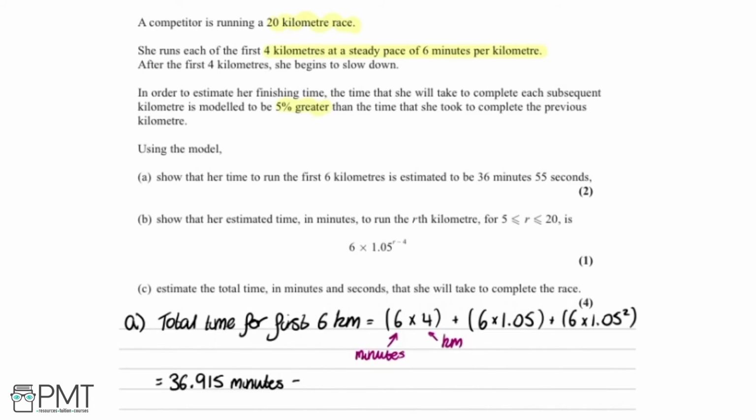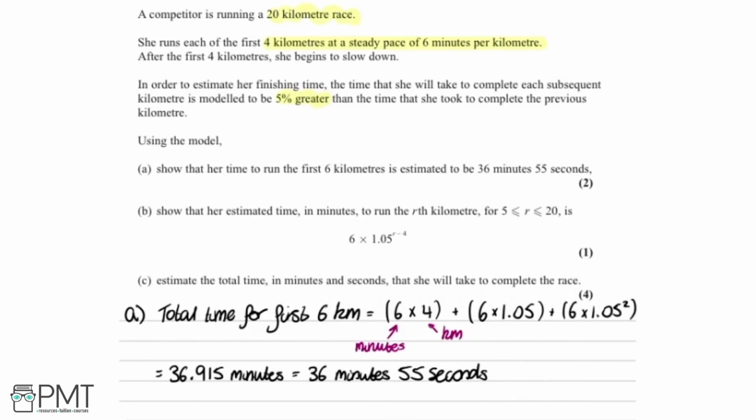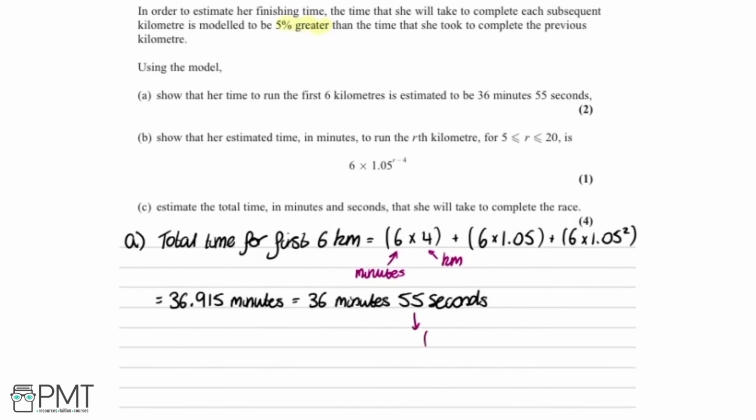So we know that that equals, so we're going to have 36 minutes. And so we got less than another minute, so we got some seconds. So we got 0.915 of a minute. So that's going to be 55 seconds. And the reason for that is because we've got 1 minute, which is 60 seconds, times by 0.915, which equals 54.9, which is approximately 55. So that's great. That's the answer to part A.